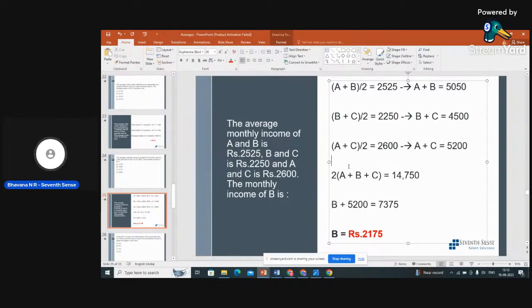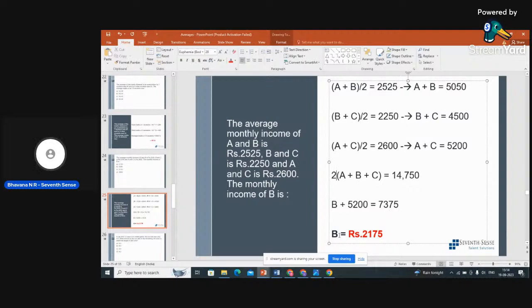Here we have the A plus C value, right? A plus C value is equal to 5200, and that equals 7375. How 7375? This 2 is there, so it will be divided by 2, so 14,750 is divided by 2. Then we are getting the A plus C value. Here we have substituted the A plus C value and B we don't know. Here we have to find out the B value. B plus 5200 is equal to 7375.